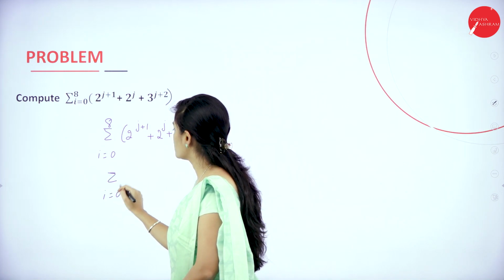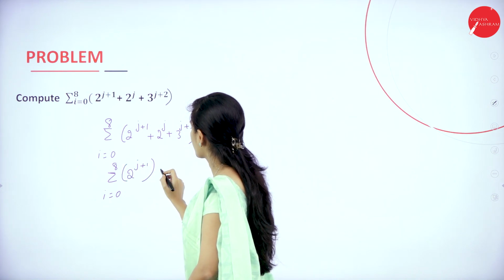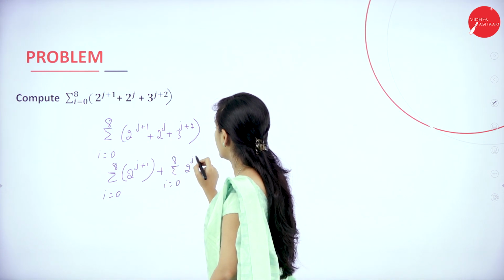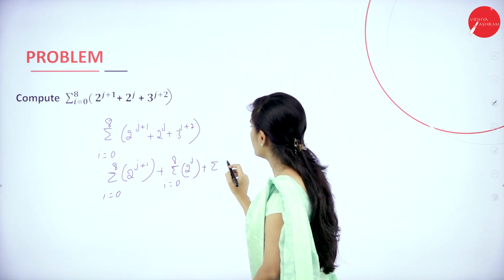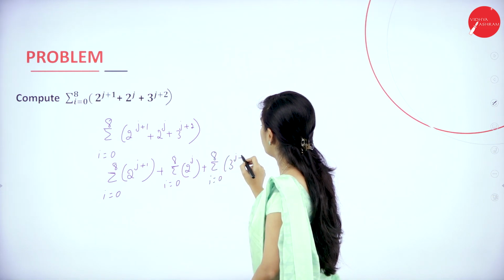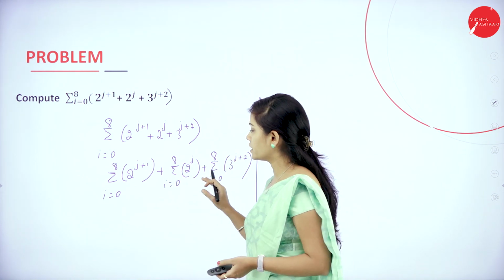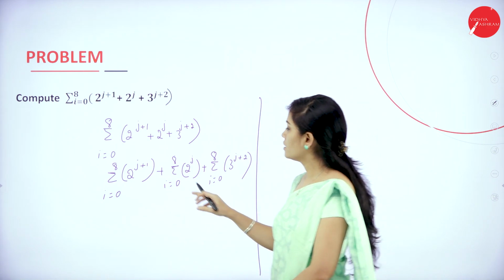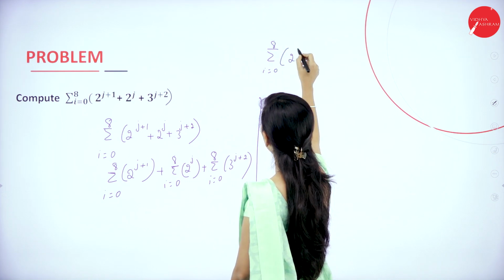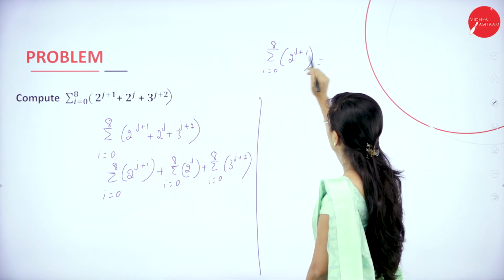Sigma i is equal to 0 to 8, 2 power i plus 1, plus sigma 0 to 8, 2 power i, plus sigma i equals 0 to 8, 3 power i plus 2. So we have three terms here. So first you have to separate the terms and easily you can simplify this. So first term is sigma i equals 0 to 8, 2 power i plus 1. Simplify this. i is equal to 0 to 8.